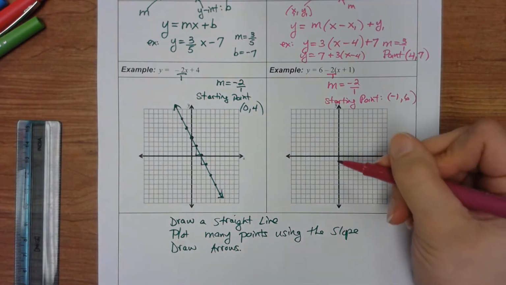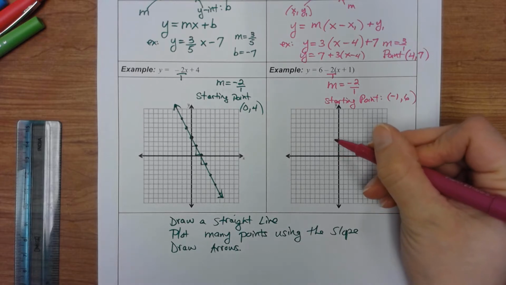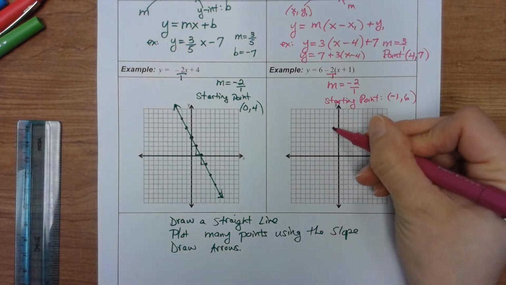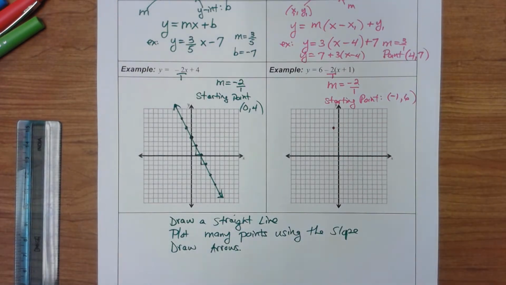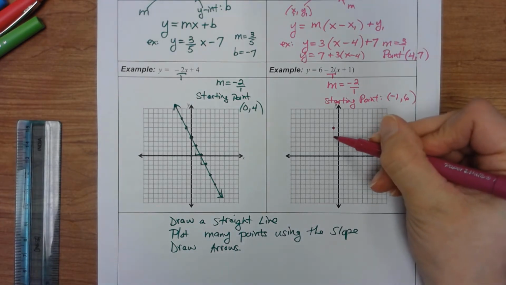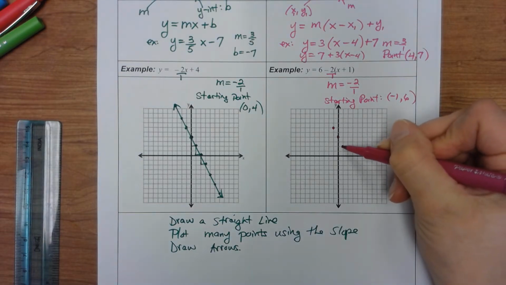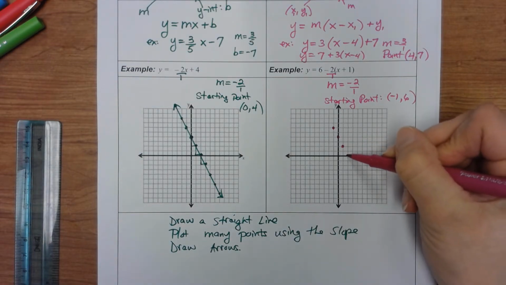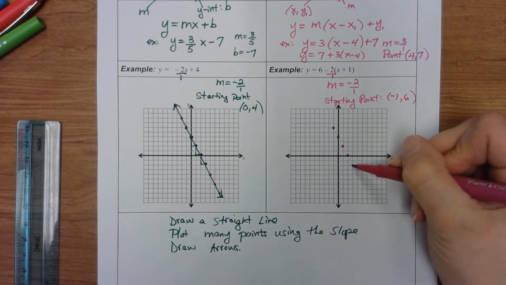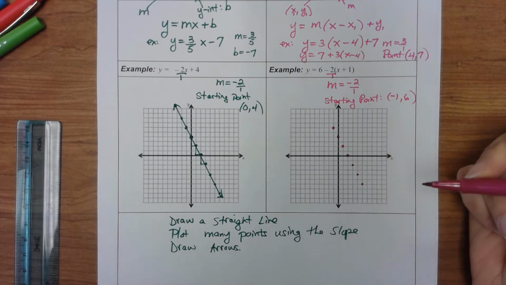So let's go to -1, and then up 6, 1, 2, 3, 4, 5, 6. There's the starting point, not on the y-axis. And the slope is down 2 over 1. Down 2 over 1. Down 2 over 1. This is seeming very familiar.